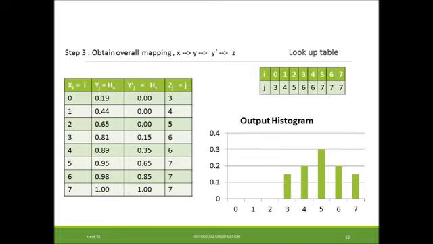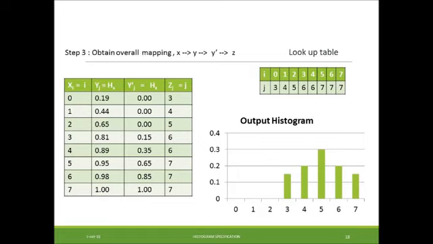Now for I equal to 5, we have HX as 0.95, for I equal to 6 as 0.98, and for I equal to 7 as 1. For all these three values which are very much closer to 1, we can map to capital HZ equal to 1. So these three values will find an entry to an intensity level of 7.